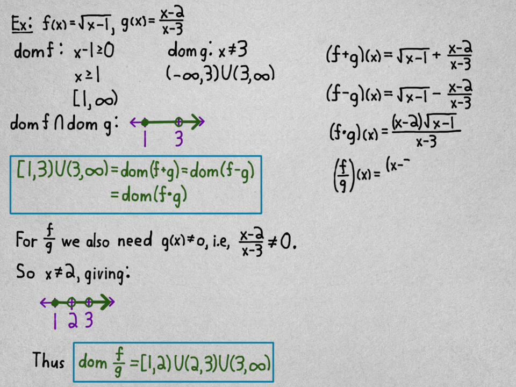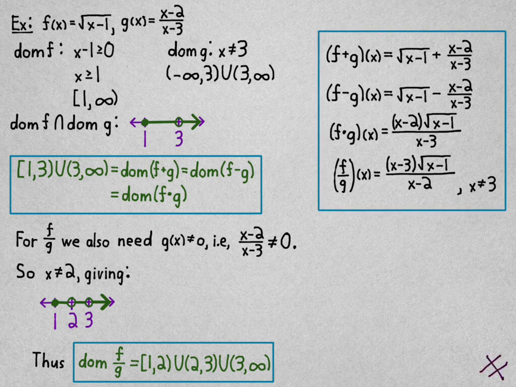And f divided by g equals, well, you take the reciprocal of g and multiply. So it's (x minus 3) in parentheses, times the square root of x minus 1, over x minus 2. And I just made a note that x cannot equal 3, because that's not in the domain of the function, because it's not in the domain of g. Okay, so that's it for those.